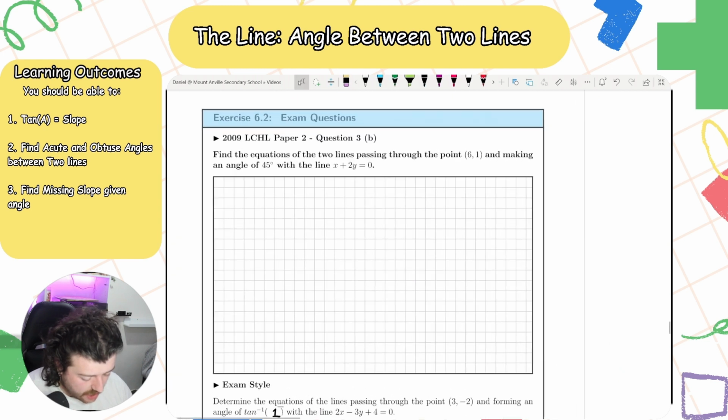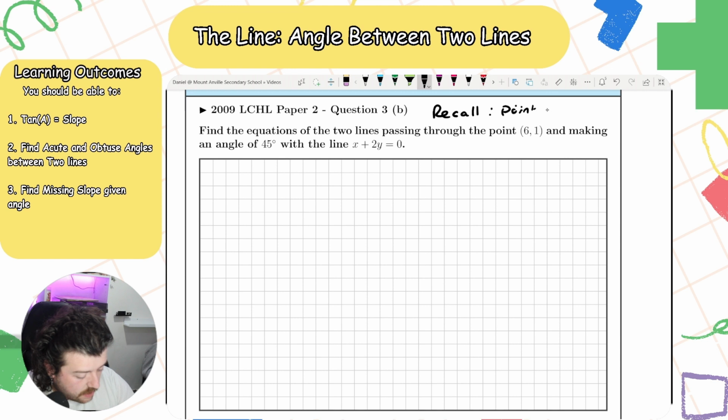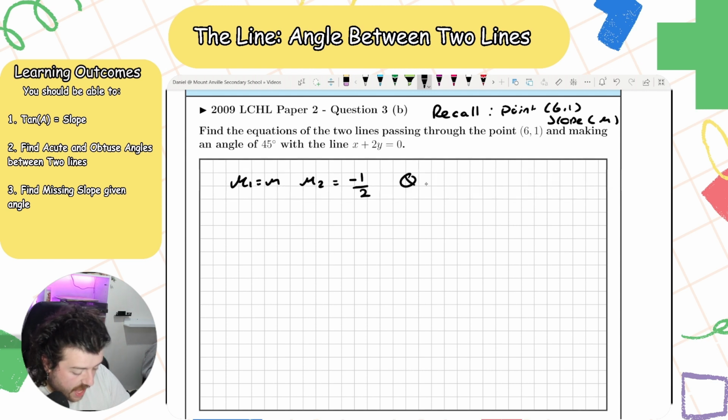So let's look at two more questions here. This is from 2019. Find the equations of the two lines passing through 6, 1, making an angle of 45 degrees with the line x plus 2y equals 0. So remember, for a line, I need a point, in this case 6, 1, and my slope, which I don't know. So m1 is going to be m. My second slope is going to be minus a over b, so it's minus 1 over 2, which is minus 1/2. And the angle between them is 45 degrees.